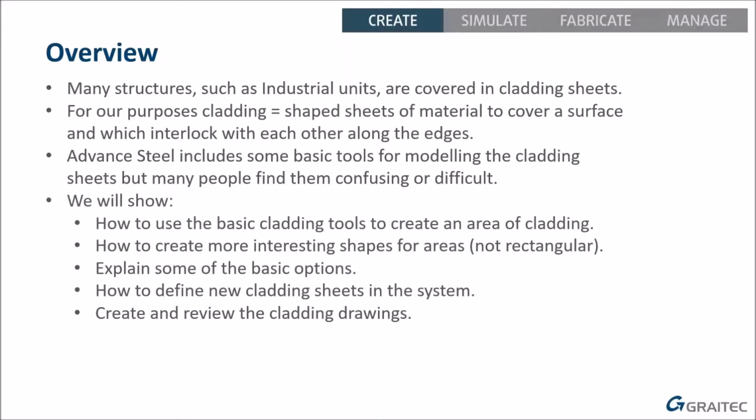Therefore, I'm going to show you how to use those basic cladding tools to create an area of cladding on your structure, and how to make more interesting shapes, not just rectangles. I'm going to explain some of the basic options in the macro. There's a fairly limited range of cladding sheets in the system to begin with, so how do you define your own cladding sheets from your local supplier or your preferred supplier? And how about getting the cladding on the drawings as well?